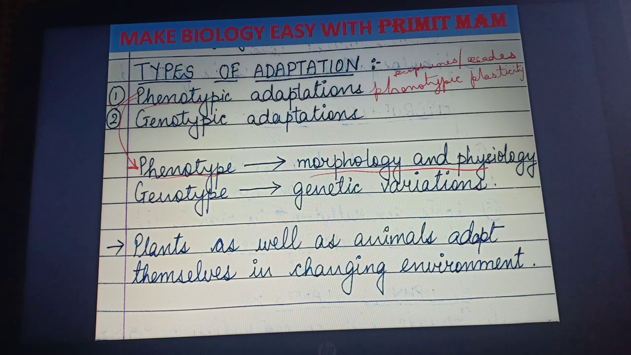Now the second type of adaptation is the genotypic adaptation. Again, the word genotypic has been derived from genotype, right? Genotype means genetic variations. So genotypic adaptation means the genetic variations which enable a subpopulation to adapt itself to a particular habitat and environmental conditions. Clear? The variations occur at the genetic level, which helps the subpopulation to adapt itself in the particular habitat or environment. That is called genotypic adaptation. And the subpopulations which are formed are called ecotypes.